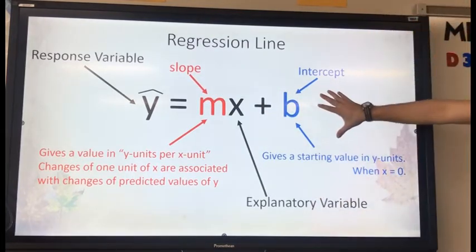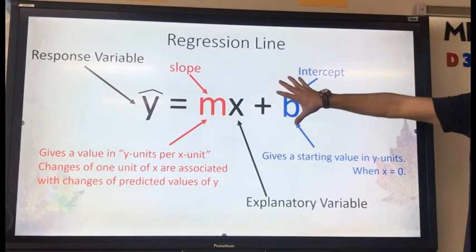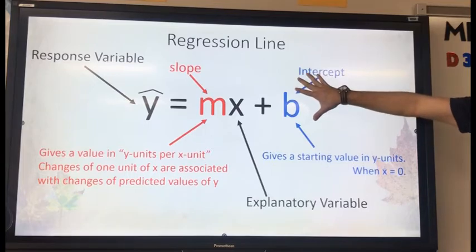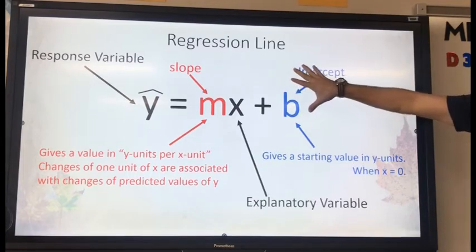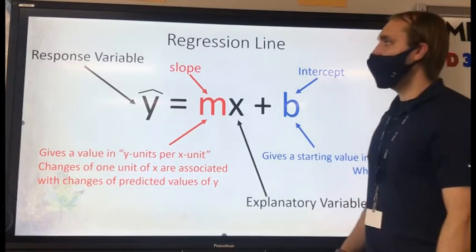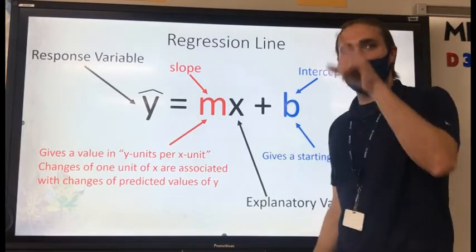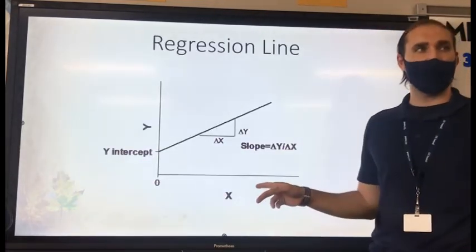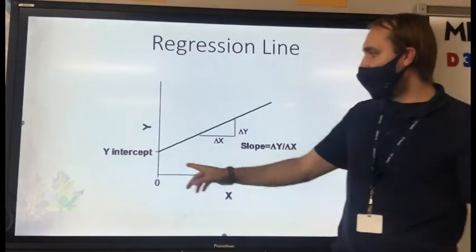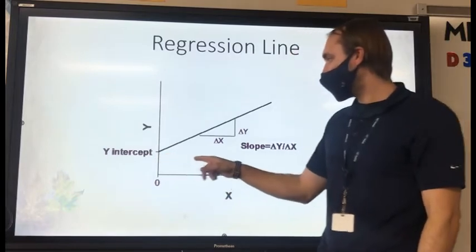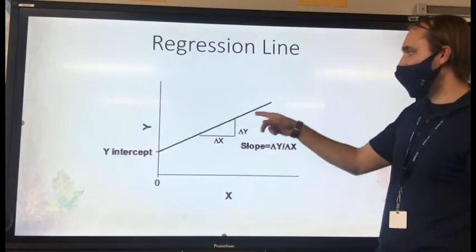And then plus b, same thing as in algebra, it's our intercept. In algebra, we call this our y-intercept, right? Here it's just the intercept. It gives a value in y units when x is 0. So it's pretty much the same thing, except we're not talking about the full xy plane. We're talking about something more like this, kind of half of your xy plane. So my intercept is here. It's the starting point of my data. And then the slope is still your rise over run.